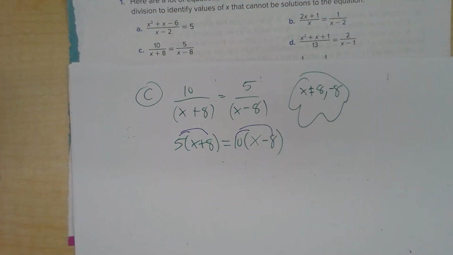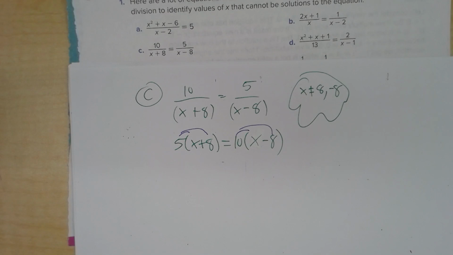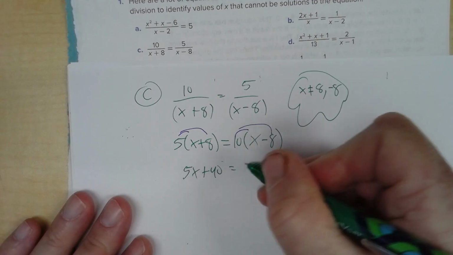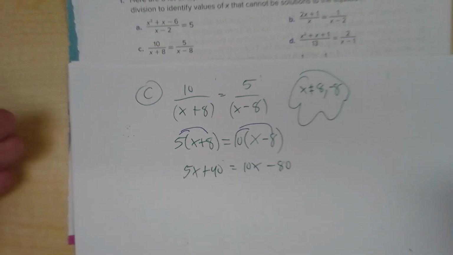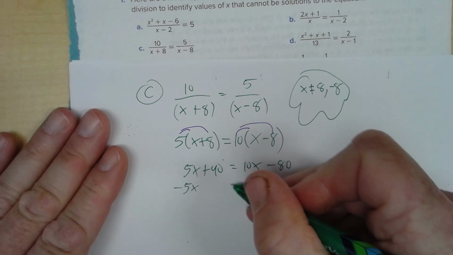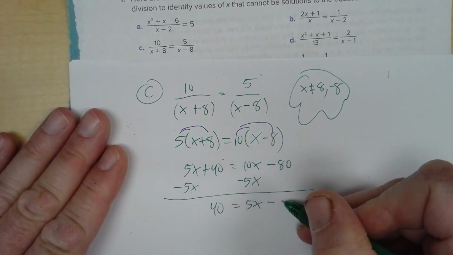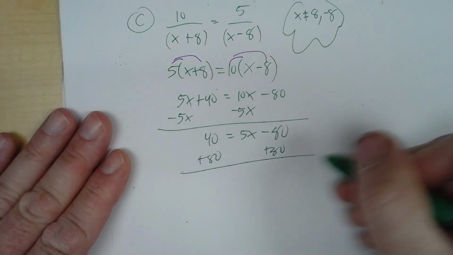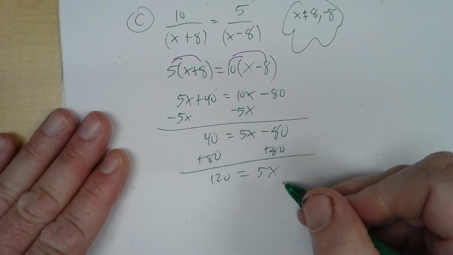So distribute and get x by itself. Work ahead of me, get x. Hopefully it's not 8 or -8. So we get 5x plus 40 is equal to 10x minus 80. That looks good. Move the smaller amount of x, so I'm going to subtract over the 5x. So we get 40 is equal to 5x minus 80. Now we're going to add over the 80. Get 120 is equal to 5x. Then we're going to divide by 5.